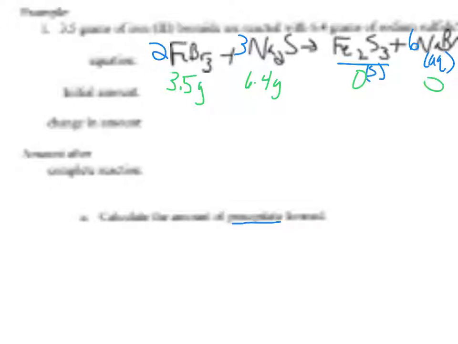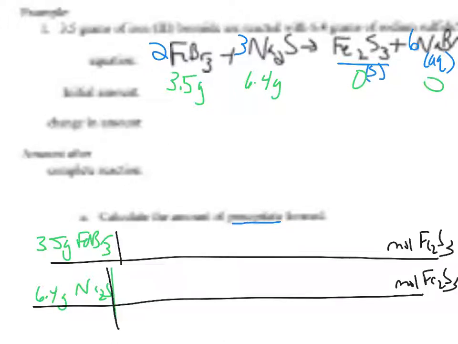To calculate the precipitate, we need to do two bridge problems, one for each of our substances. So one for the 3.5 grams of FeBr3 and one for the 6.4 grams of Na2S. In both cases, we're going to calculate for the moles of Fe2S3. Typically we'd probably go all the way to grams, but we don't have to do that step for both of them until we figure out which one is the limiting reagent. But I do have to do grams to moles for each, and then I need to do the mole ratio for each.